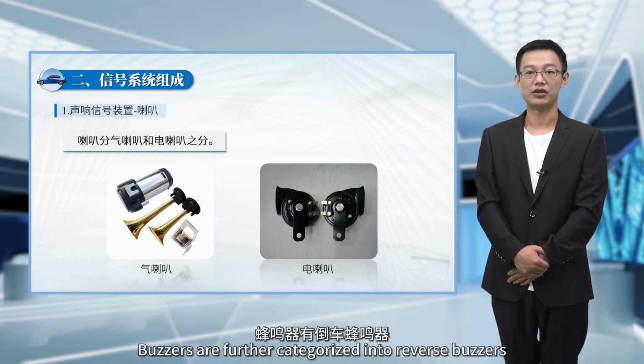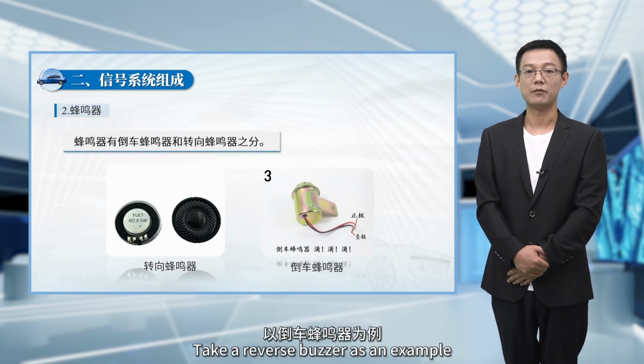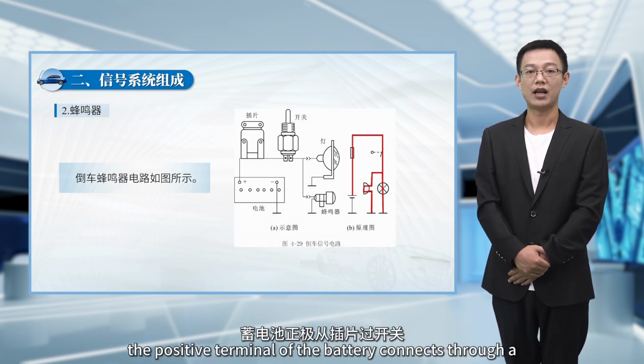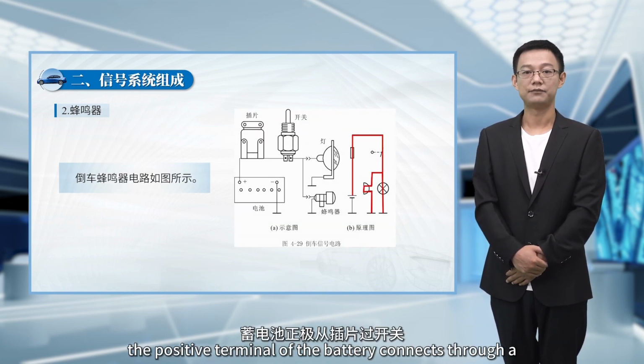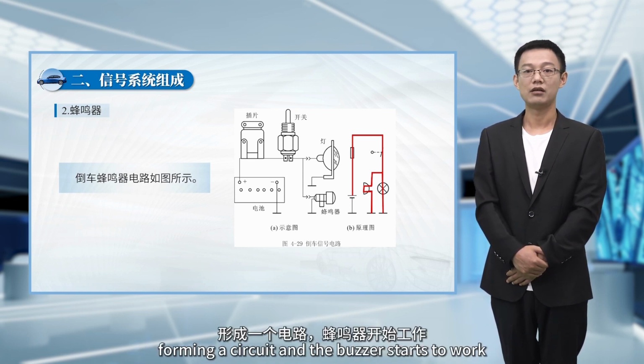Buzzers are further categorized into reverse buzzers and turn signal buzzers. Take a reverse buzzer as an example. When the driver shifts into reverse gear, the positive terminal of the battery connects through a switch to reach the lights and buzzer, and eventually connects to the ground, forming a circuit, and the buzzer starts to work.